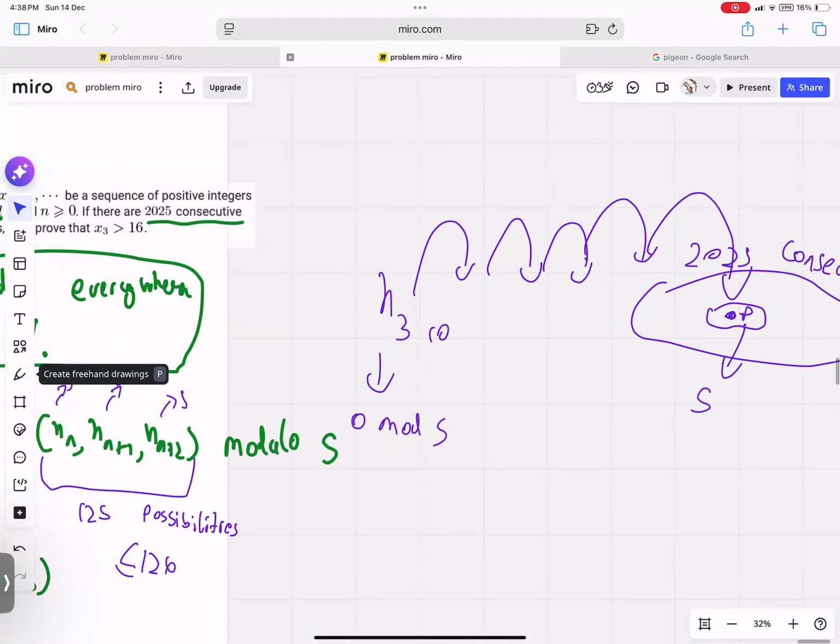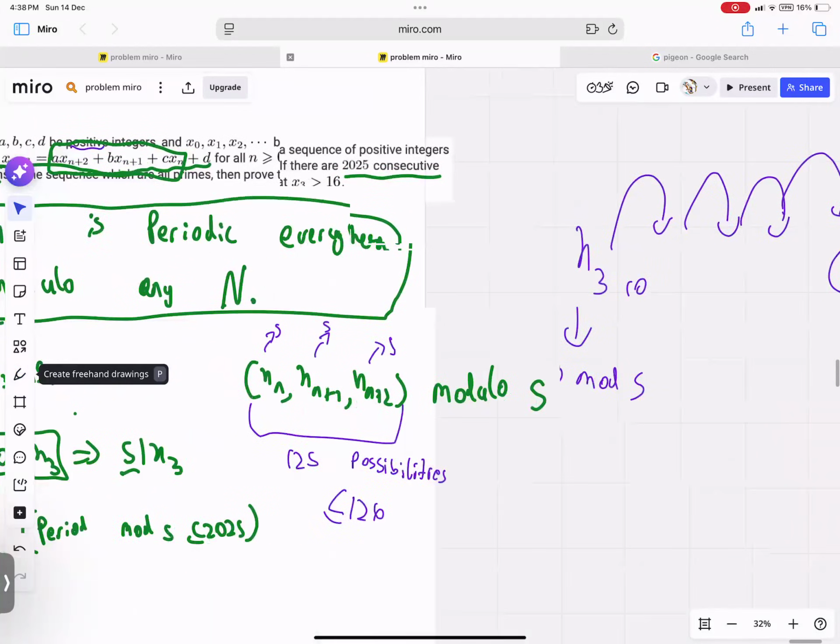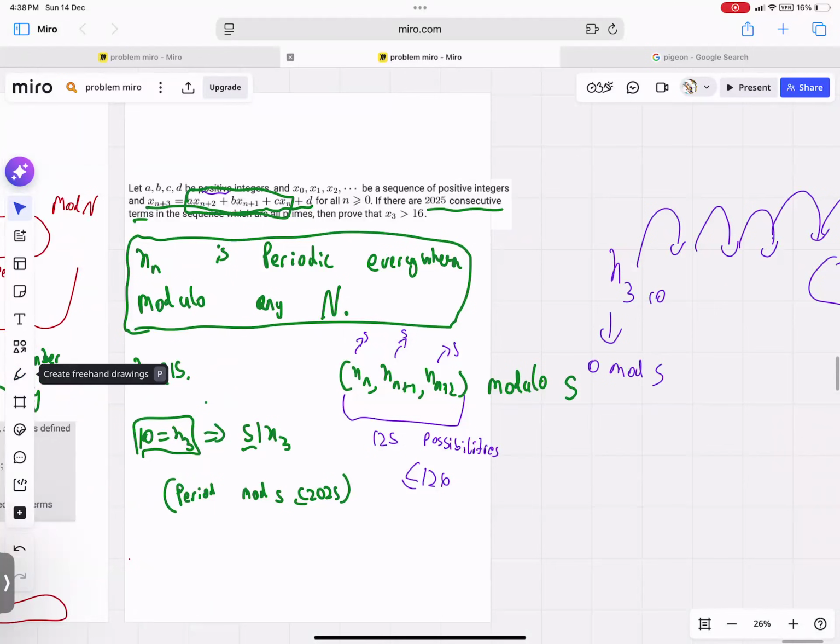Athar, I have a question regarding something you wrote down. X3 is greater than 16, so why have you written x3 is less than or equal to 15 if it's strictly greater than 16? No, we're saying it for contradiction. But what about the case where x3 is equal to 16? Isn't that also part of the bound? Less than or equal to 16, yes. It doesn't make a big difference.